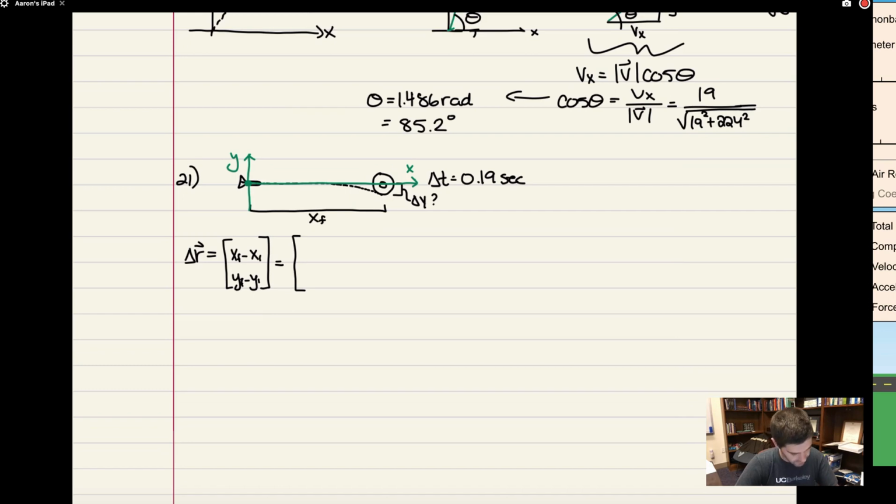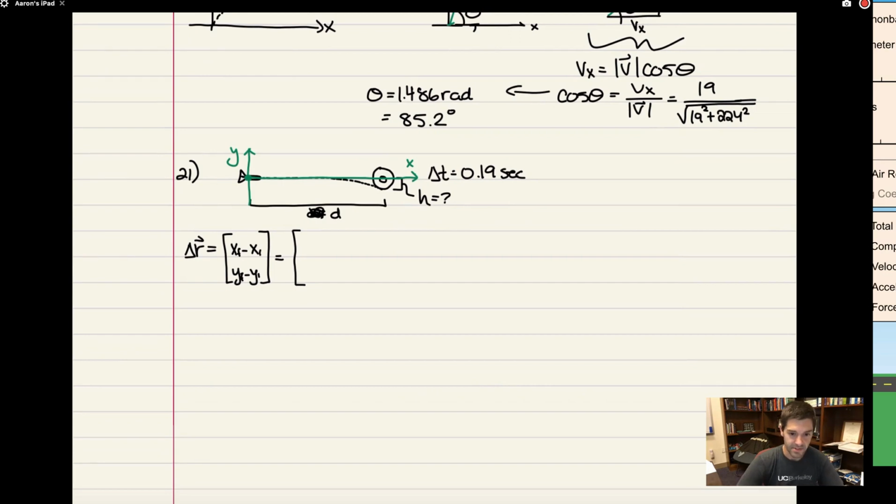Or we could give it its own symbol. We could just call it d. What is this distance d? And then for the dartboard, we're asking what is the height h that it fell below the bullseye. So in this case, the final position is d to the right of the origin. The initial position was the origin itself. This is just d minus 0, or d for the x component.